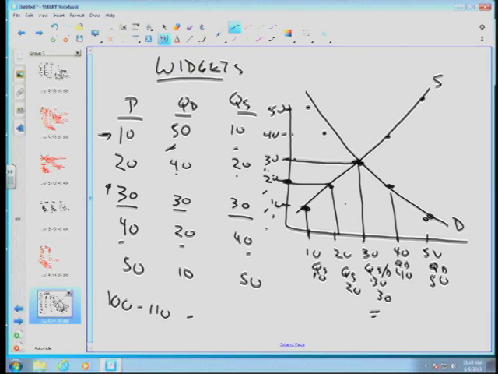So if we start up here at 50 bucks, at $50, how many will we buy? Okay, only 10. But at $50, they want to try and sell us 50 because they're making a fortune. Now they've produced too many. We have a surplus of 40, okay? Surplus.